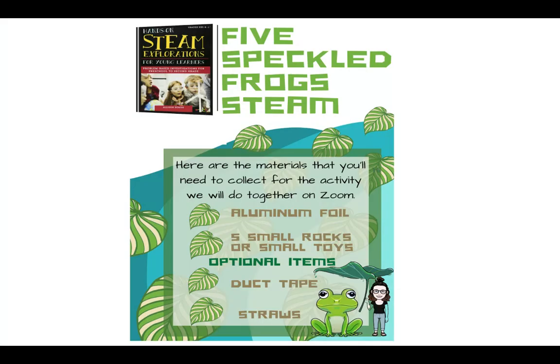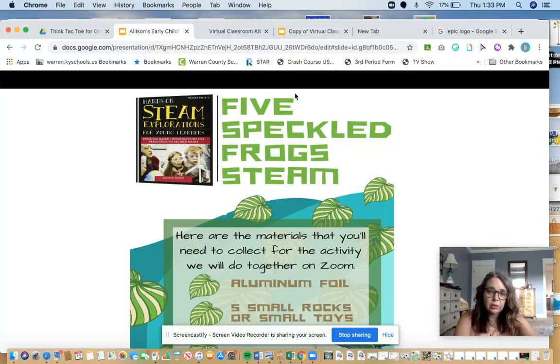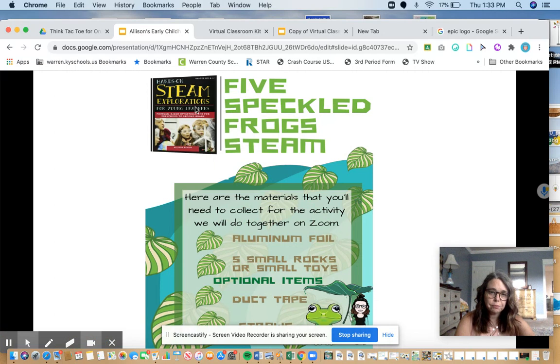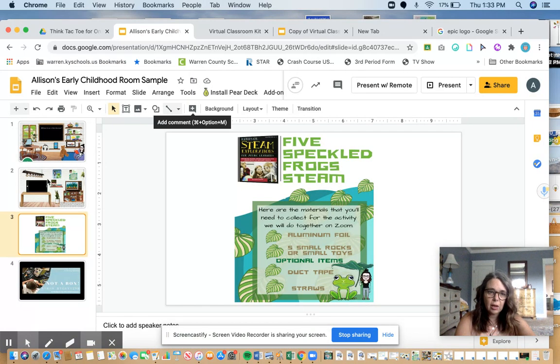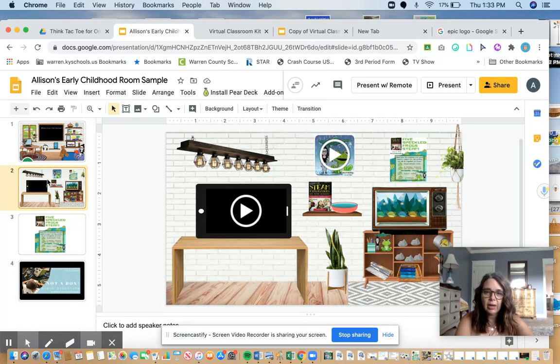So for this activity, what we are actually exploring is buoyancy. It's the 5 speckled frogs activity. And Chatterpix is an app on your phone, and you can use any picture that you find or that you take. I just used a Bitmoji, and that little frog there is introducing our problem that we're going to solve.